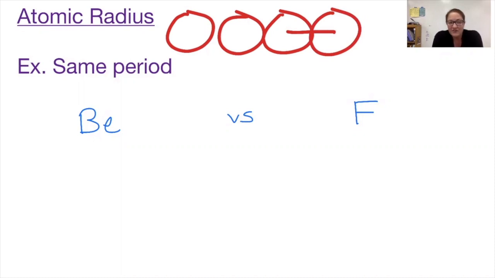When we are trying to decide, there's two things we're going to look at. First, we're going to find them on the periodic table, and then we're going to decide: are they in the same period? Are they in the same group? If they're in the same group, we address it differently than if they're in the same period. So if I take a look at beryllium and fluorine, both of them are in the second row. Since they're both in the second row, I know they each have two shells of electrons.